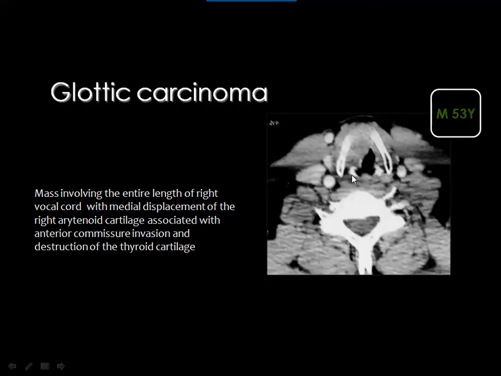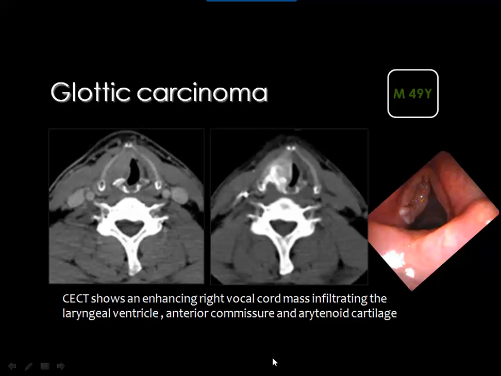You see the arytenoid cartilage, you see a mass infiltrating the true vocal cord and destroying the thyroid cartilage from its anterior aspect with invasion of the anterior commissure. And this is the glottic carcinoma by endoscopy and by CT scan.